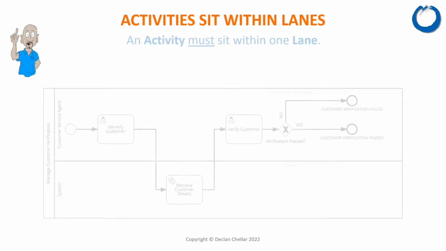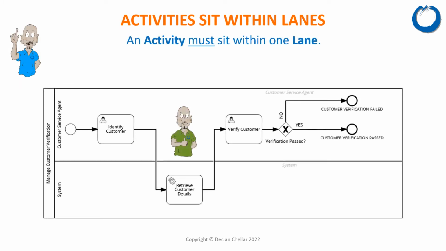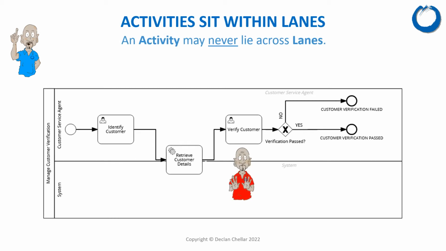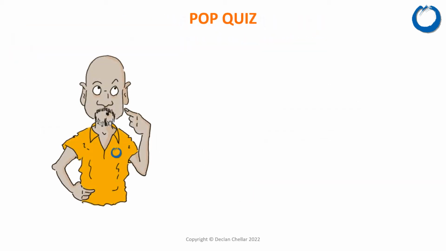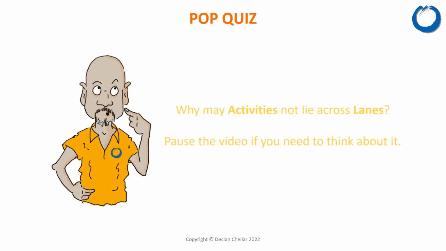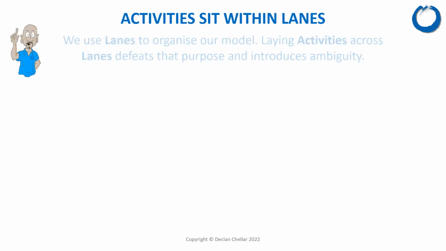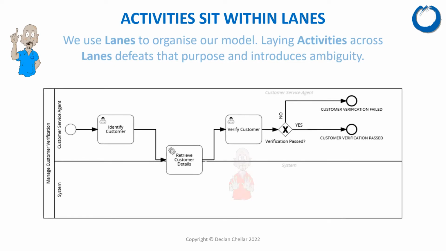An activity must sit within one lane. An activity may never lie across lanes. Why may activities not lie across lanes? Pause the video if you need to think about it. We use lanes to organize our model. Laying activities across lanes defeats that purpose and introduces ambiguity.